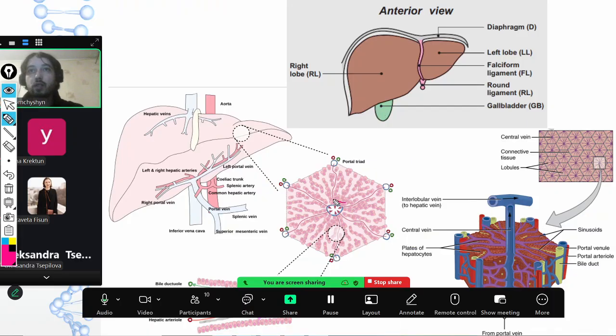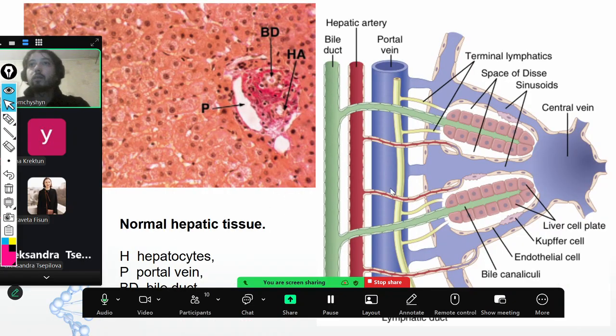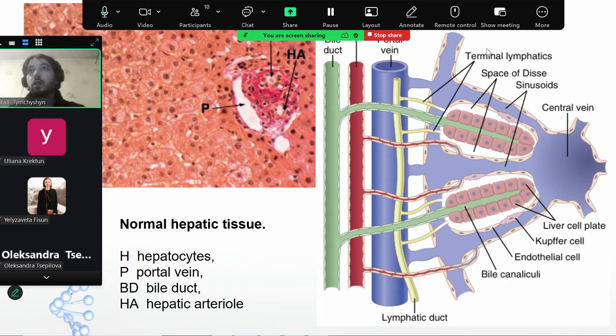So here was that central vein, and here was the portal triad, and this is the whole hexagon. So here you see them. Here you see different cells, different spaces, and so on. So here are some, let's say, Kupffer cells.